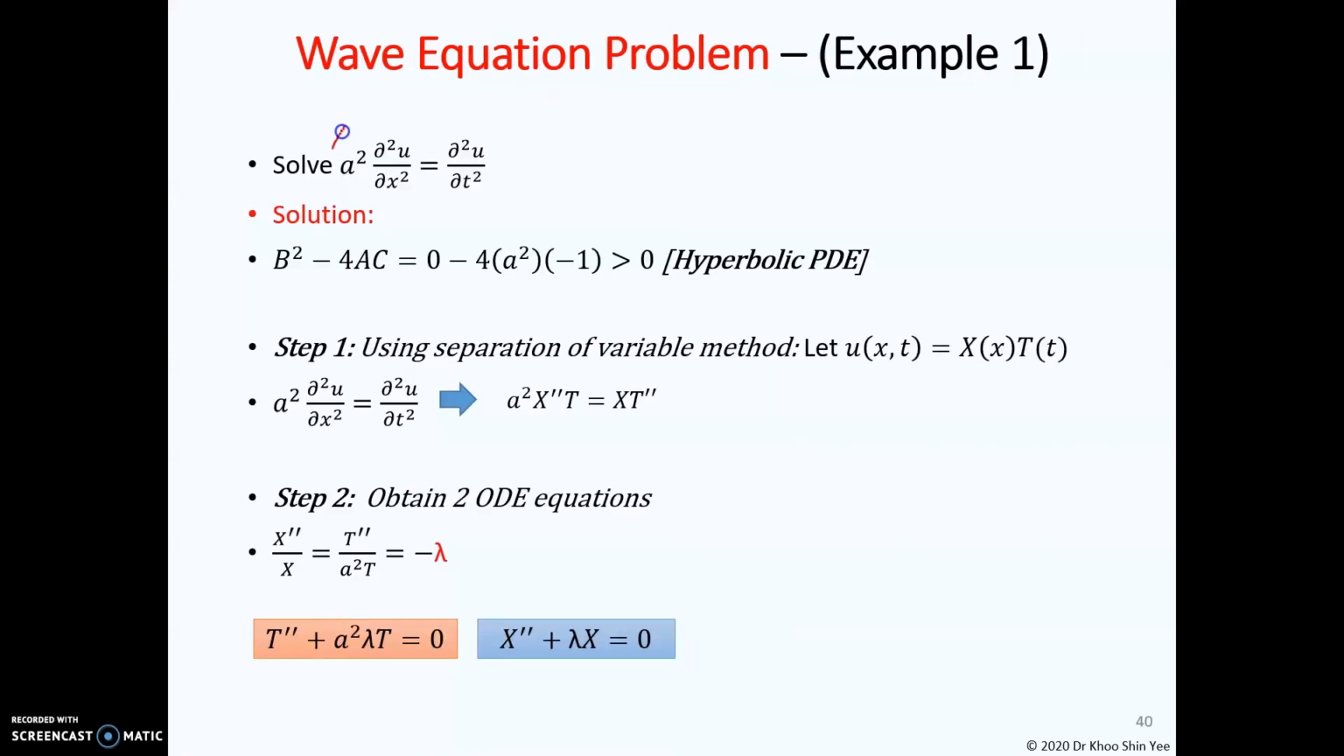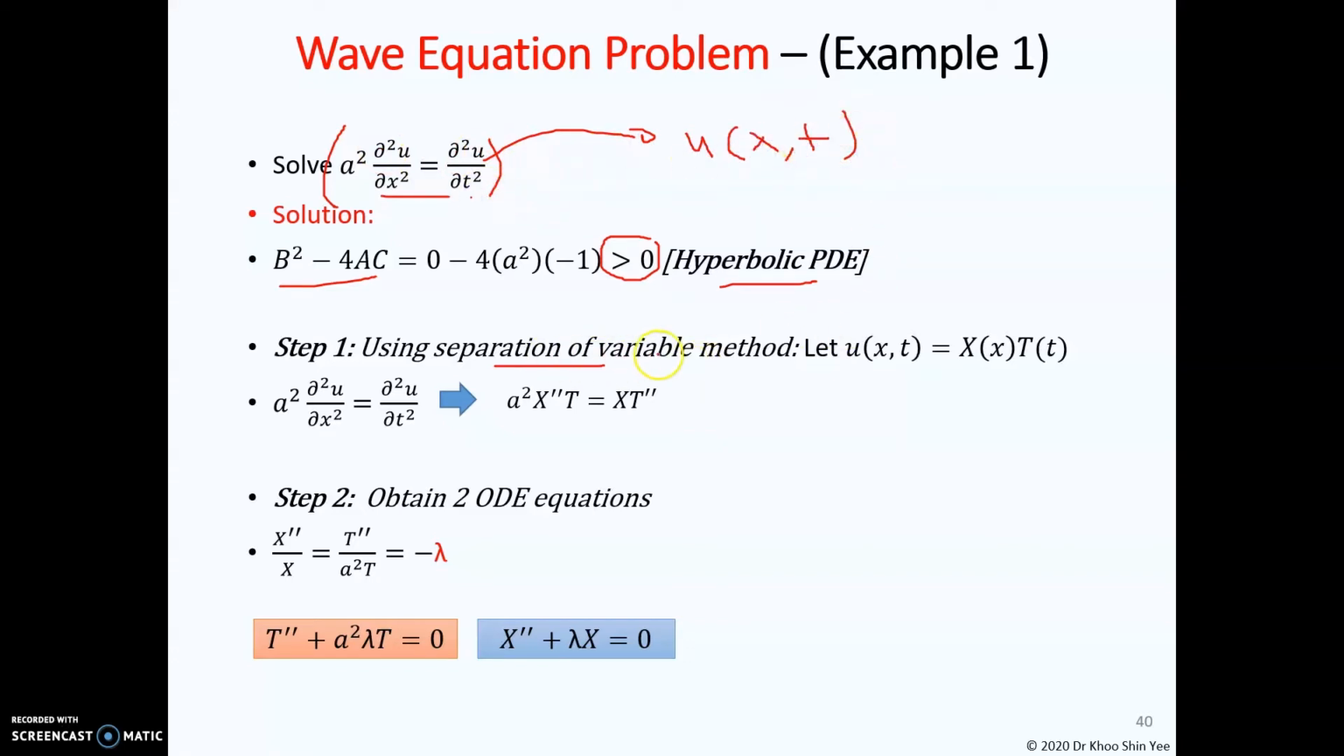In this example, we have the wave equation given in this format, and you can use the b squared minus 4ac to identify the type of PDE. Since the value is greater than 0, it is a hyperbolic PDE. In the first step, we use the separation of variable method. So you can see that from here, your dependent variable is u, and the independent variables are x and t.